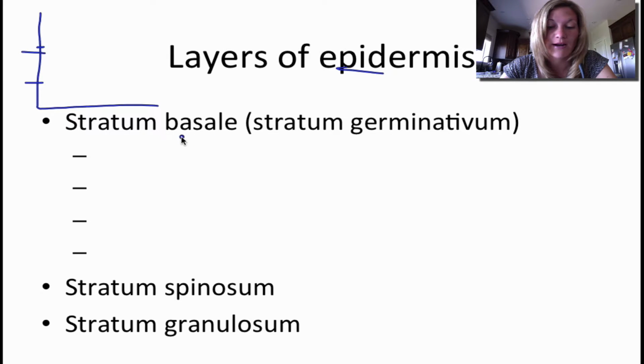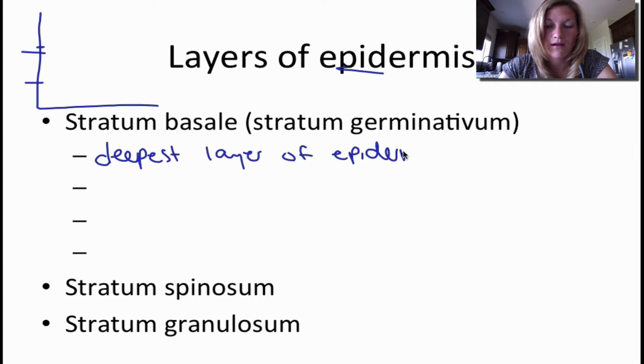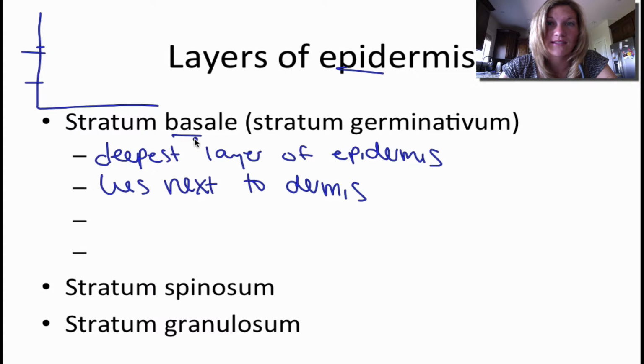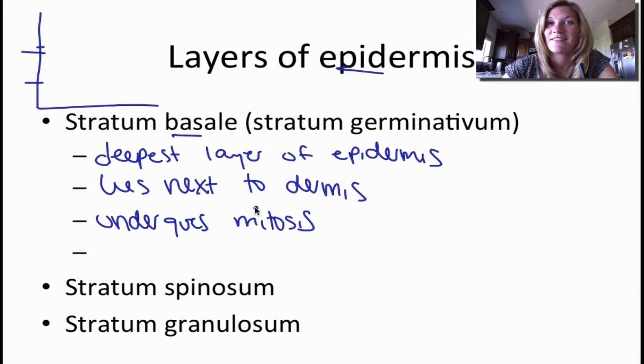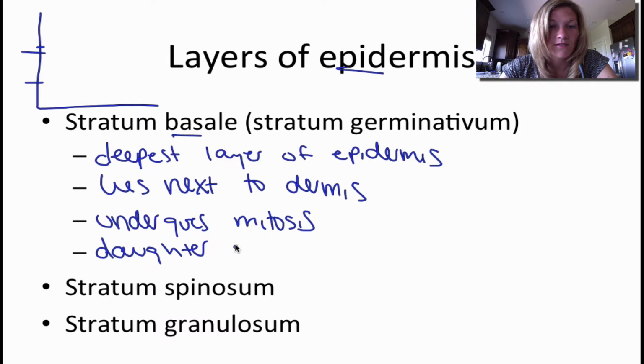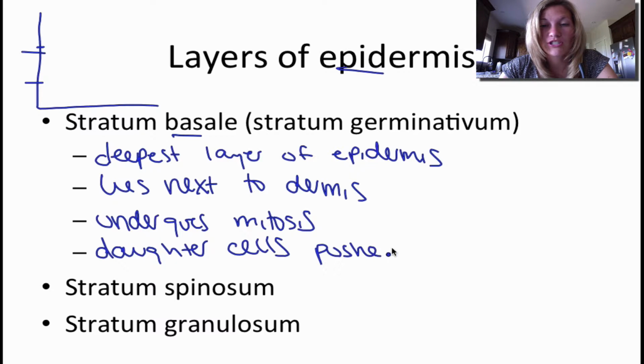So a couple things we need to know about stratum basale. The first, it's the deepest layer of epidermis. It lies next to the dermis, and the stratum basale is the layer that's actually undergoing mitosis. So what is mitosis again? Hopefully you're saying cell division. Okay, good job if you are. So the stratum basale is going to undergo mitosis, and then the daughter cells are going to be pushed upward and outward towards the more superficial layers.